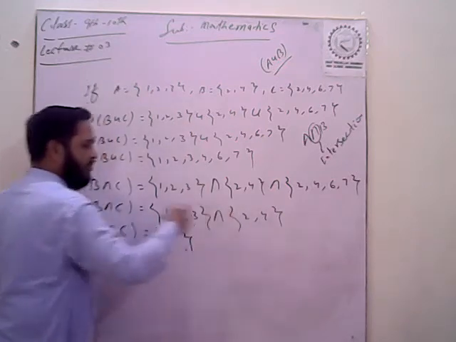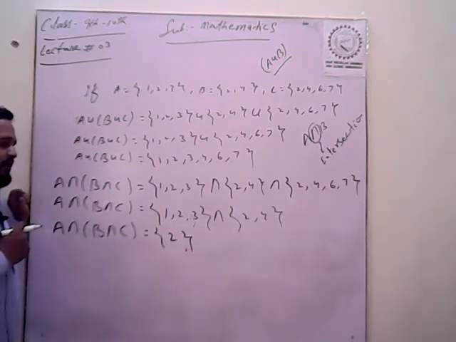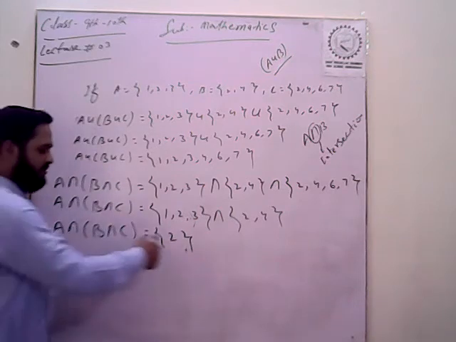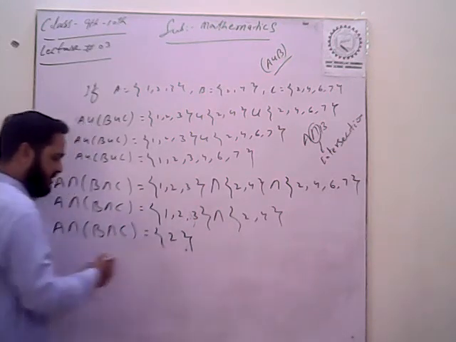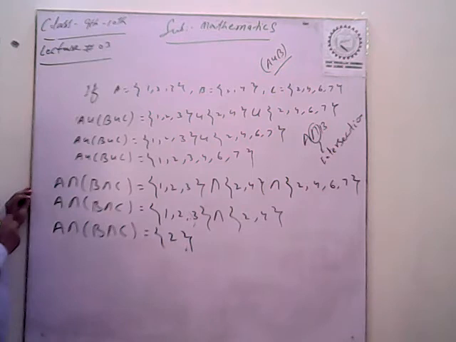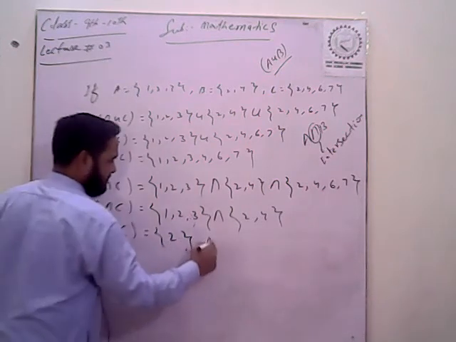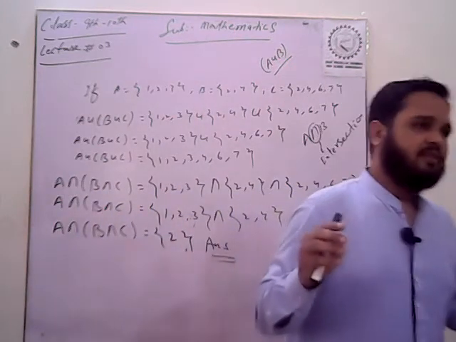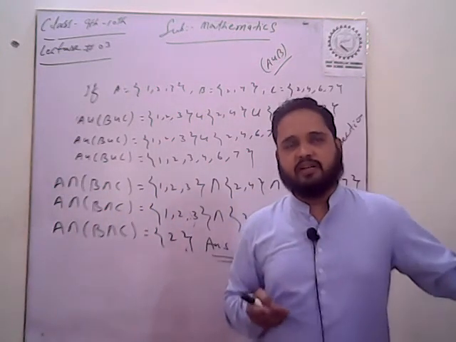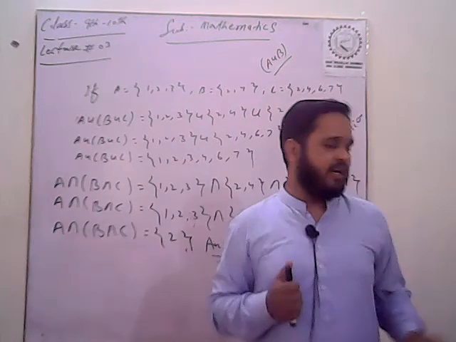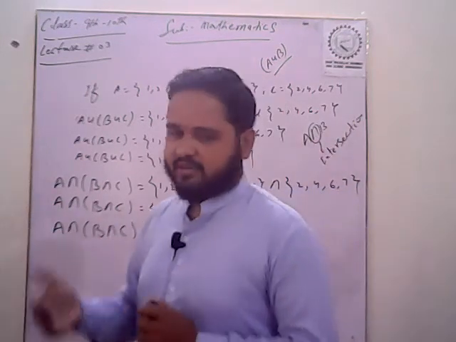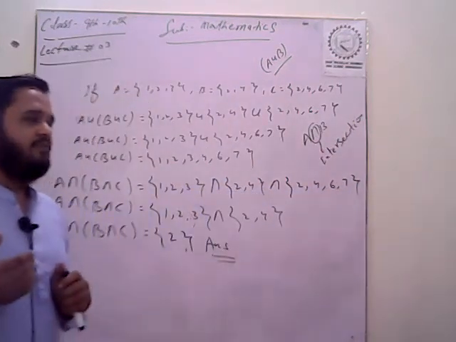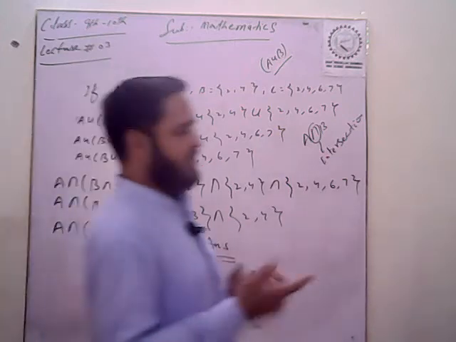Two elements common in both set A and B, then we write in the form of this. These are called the intersection of three sets. Okay, we have covered the union of two sets and the intersection of two sets. Again, the third topic is the difference of two sets or three sets.